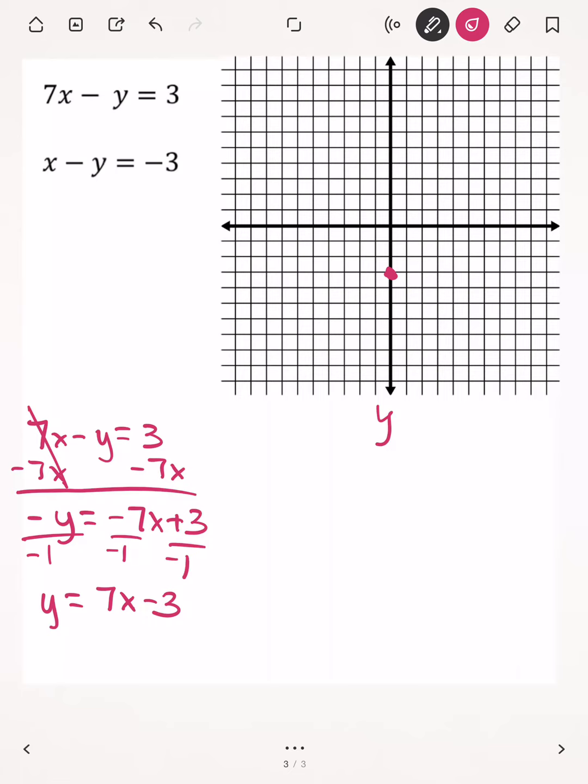My slope is 7 over 1, which means I go in the positive direction 7 and over 1. I don't think I have room to do any other points, but we can see. I can also go down 7: 1, 2, 3, 4, 5, 6, 7, and in the negative direction 1. Remember, two negatives make a positive, so I still have a positive slope. I connect my 3 points to the best of my ability, and I get that.